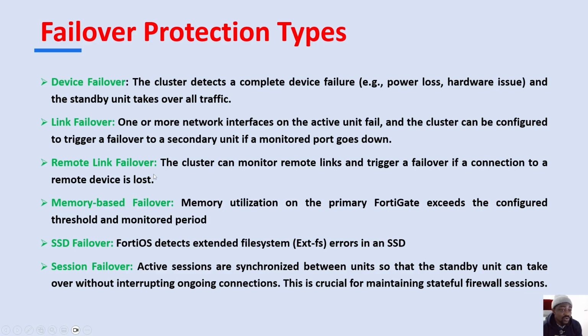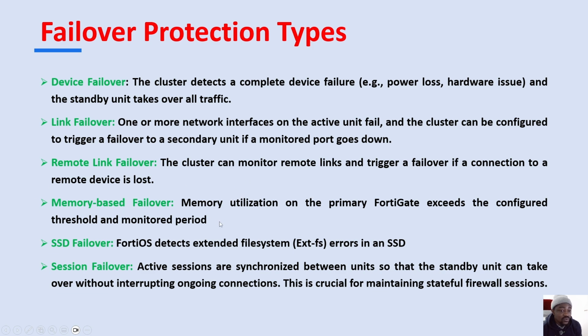There's also what we call remote link failover. A remote link, which is different from a regular link, is simply when you connect your FortiGate device to a device that is connected to an external network, not your internal network, and consider that interface as a monitored interface. So in case the link to the remote network is down, this will also trigger failover, so that the secondary FortiGate device will take control of the traffic.